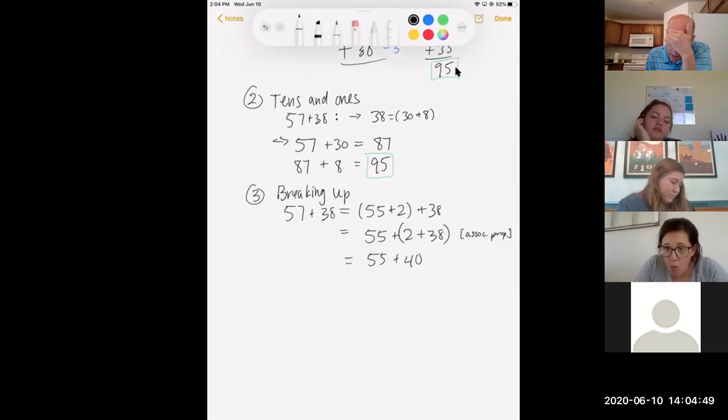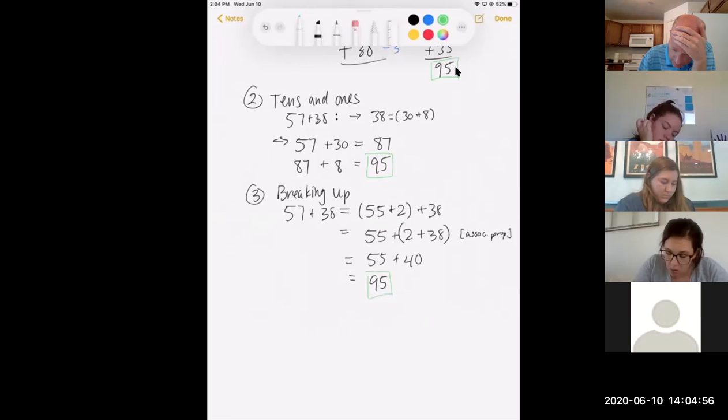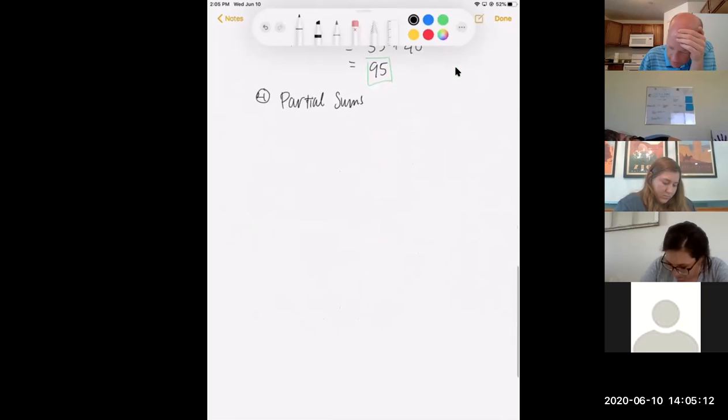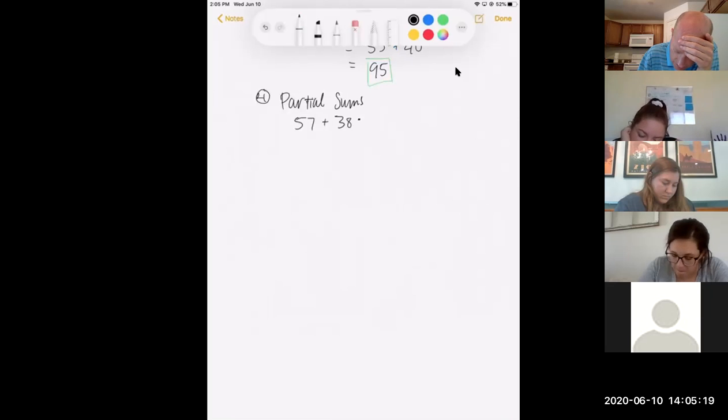Okay, there's common themes, there's commonalities between these strategies as well. So some of them are similar to others. Strategy number 4 of 5. There's only 5 for addition. Partial sums. I can take my 57 and 38 and add them on, kind of like the algorithm, but not really. I'll show you how that one is.